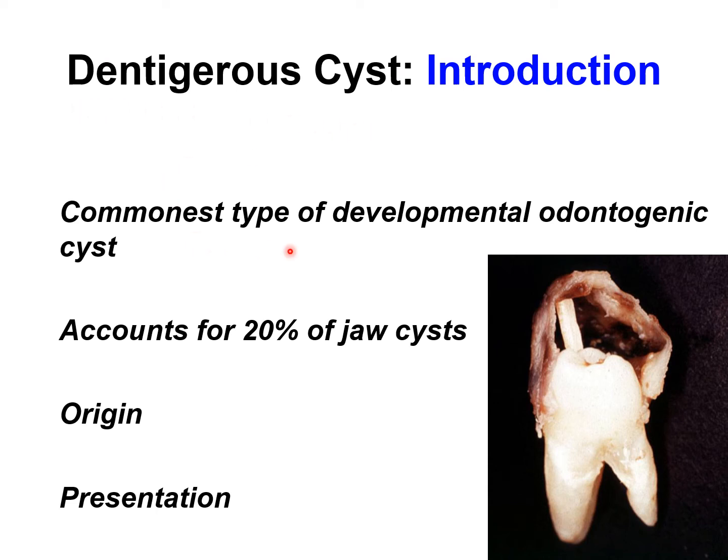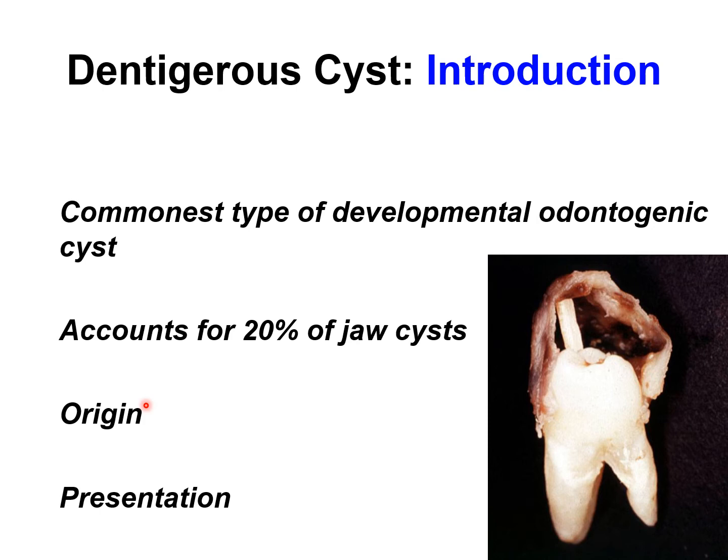Dentigerous cyst is the commonest type of developmental odontogenic cyst and accounts for approximately 20% of jaw cysts. In terms of the origin, dentigerous cyst usually develops in relation to impacted teeth, so most commonly seen in association with wisdom teeth as well as the maxillary canines, which are the most commonly impacted teeth in the oral cavity. And in terms of the pathogenesis, because the teeth fail to erupt, the reduced enamel epithelium persists, and if there is fluid accumulation between the reduced enamel epithelium and the crown of the tooth, that may lead to development of a dentigerous cyst. So the epithelial lining is provided by the reduced enamel epithelium, and it usually develops in relation to impacted wisdom teeth or impacted maxillary canines.